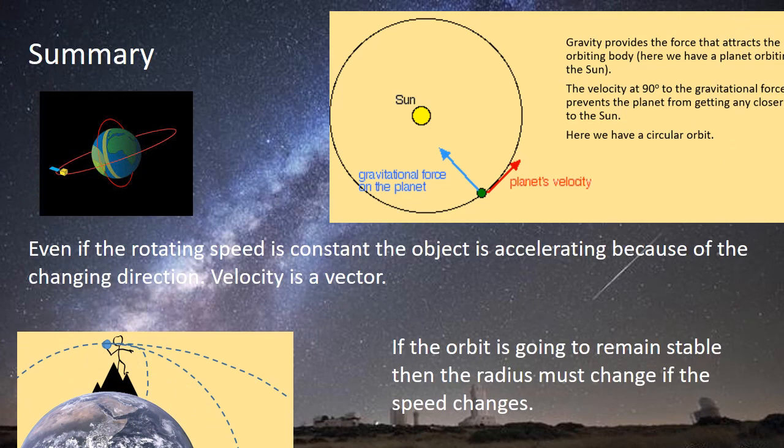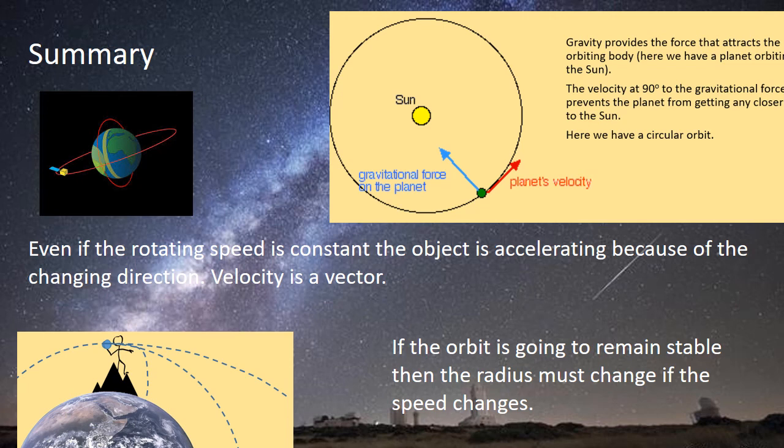So finally, I'll leave you with a summary then. Couple of different orbits we've got for satellites, a diagram showing the force and the velocity at 90 degrees to each other, and a little diagram at the bottom of how you get an orbit by just getting the right velocity so that it's curving towards the Earth at the same rate as the curvature of the Earth.